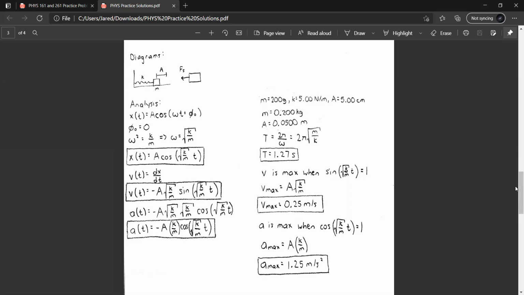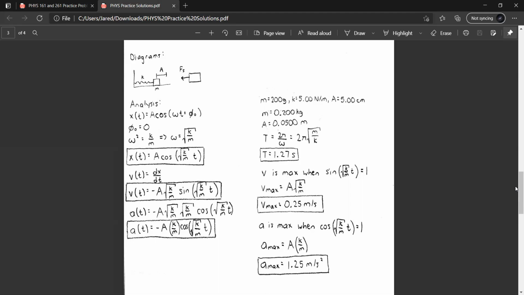And then later in the problem, we're given that mass is equal to 200 grams, k is equal to 5 newtons per meter, and then a is equal to 5 centimeters. Now it's best to convert in the beginning so that you don't mess up along the way. So we can get that mass converted is equal to 0.2 kilograms, and that a is equal to 0.05 meters.